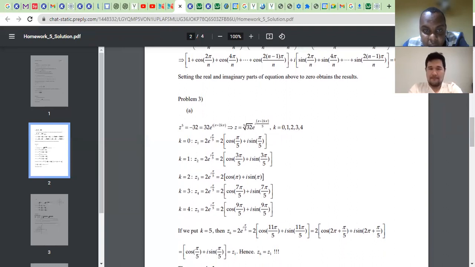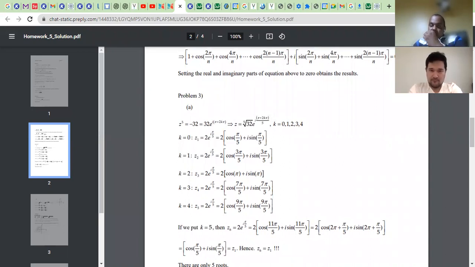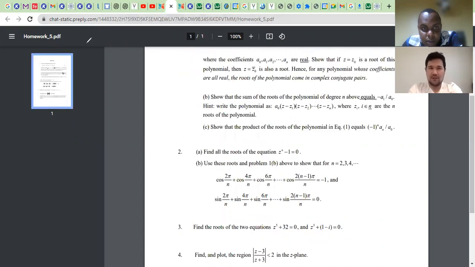Oh, and the 5th root of 32 is 2. Okay. Well, what did you say? Yeah, I'm just saying that the 5th root. Okay. The 5th root of 32. Oh yeah, it's just 2 by 2 is 4, 4 by 2 is 8, 8 by 2 is 16, 16 by 2 is 32.